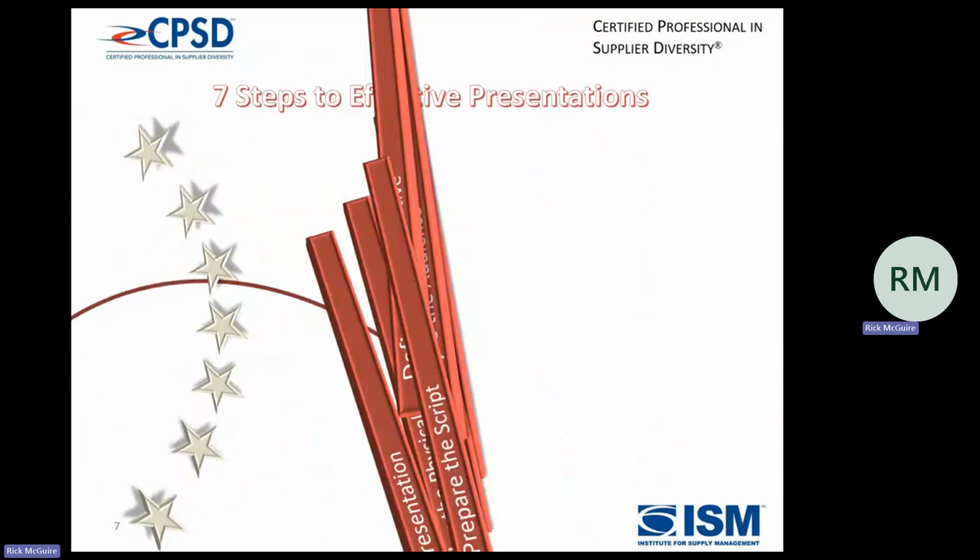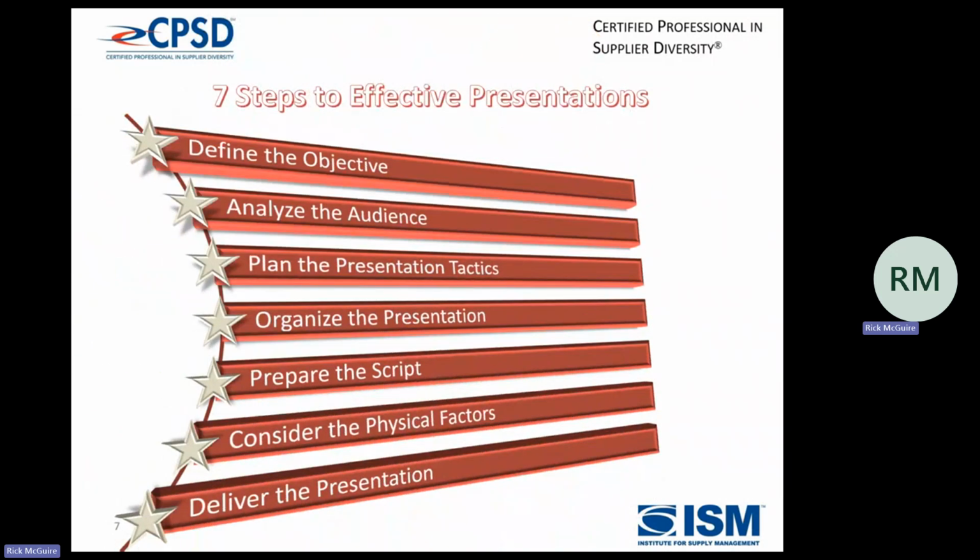Now, the 7 steps to effective presentations. Here they are. Define the objective, analyze the audience, plan the presentation tactics, organize the presentation, prepare the script, consider the physical factors, and deliver the presentation. Most large firms also have internal presentation classes, which are always good to take.